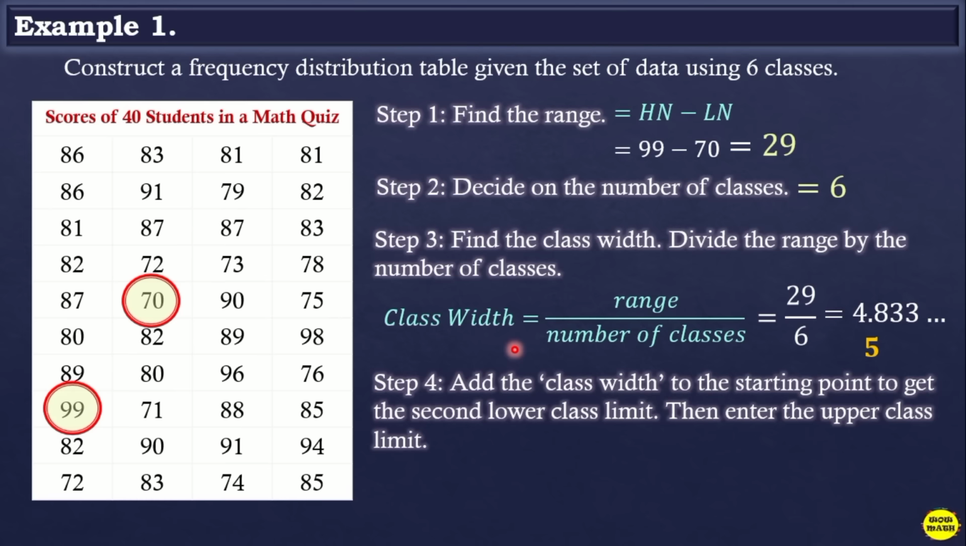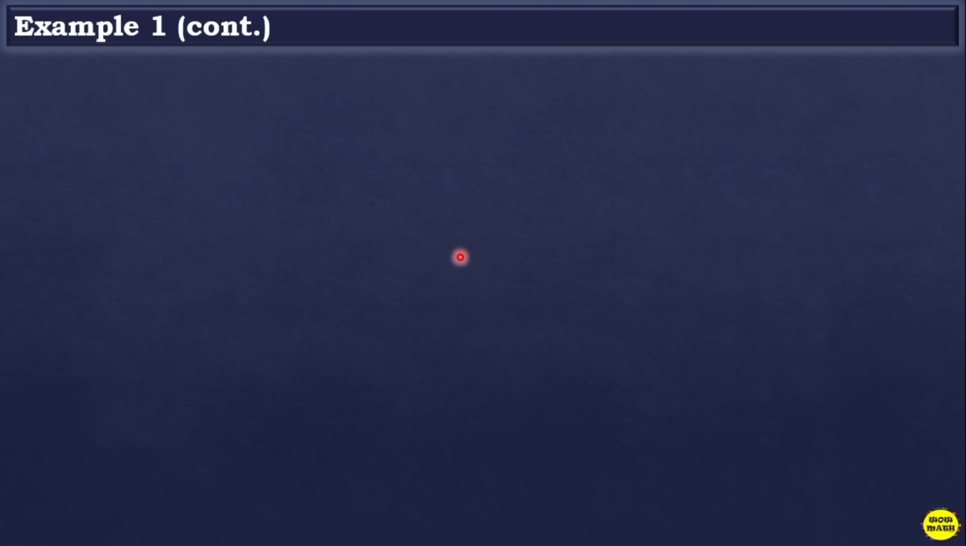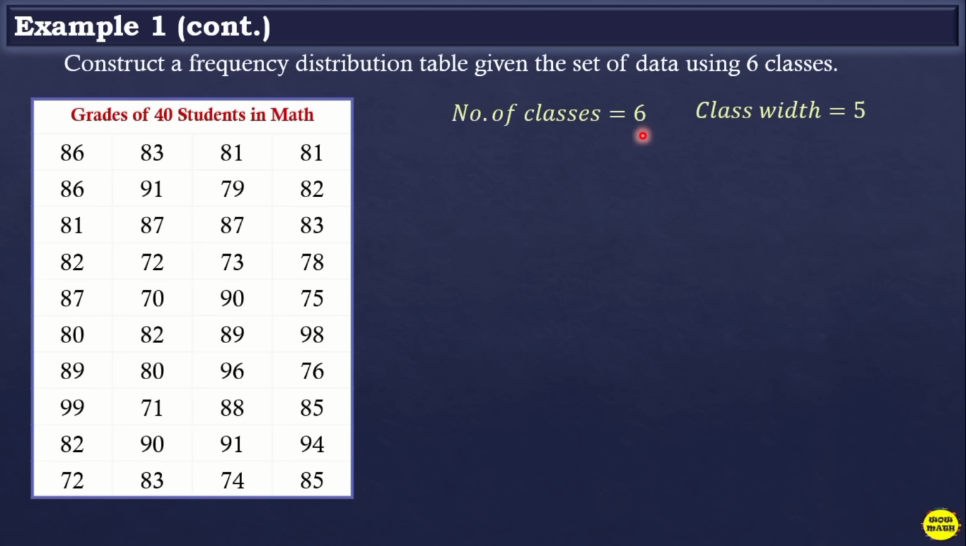Step 4. Add the class width to the starting point to get the second lower class limit. Then, enter the upper class limit. So, ito namang step 4 at 5 natin. Gagawin na natin to kapag may table na. So, importante po, makuha muna natin yung step 1 to 3. So, we have our number of classes, 6, since this is given. And your class width na nakuha natin kanina, lagi po tayong round to the next whole number. So, that is 5. Okay?